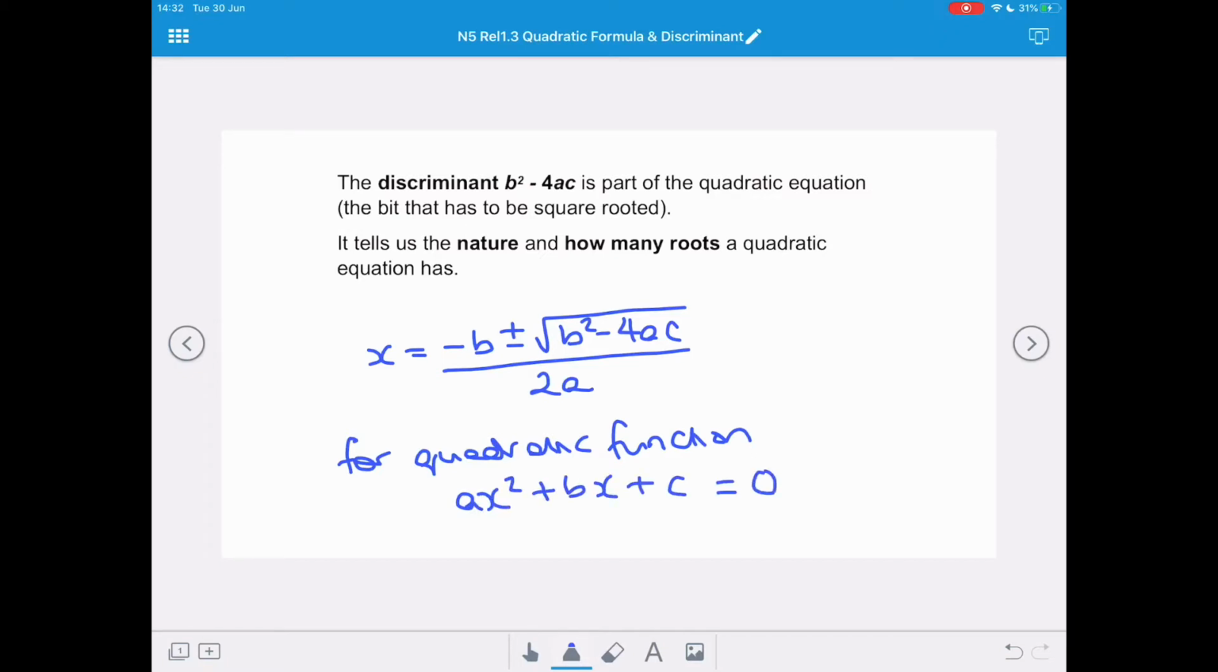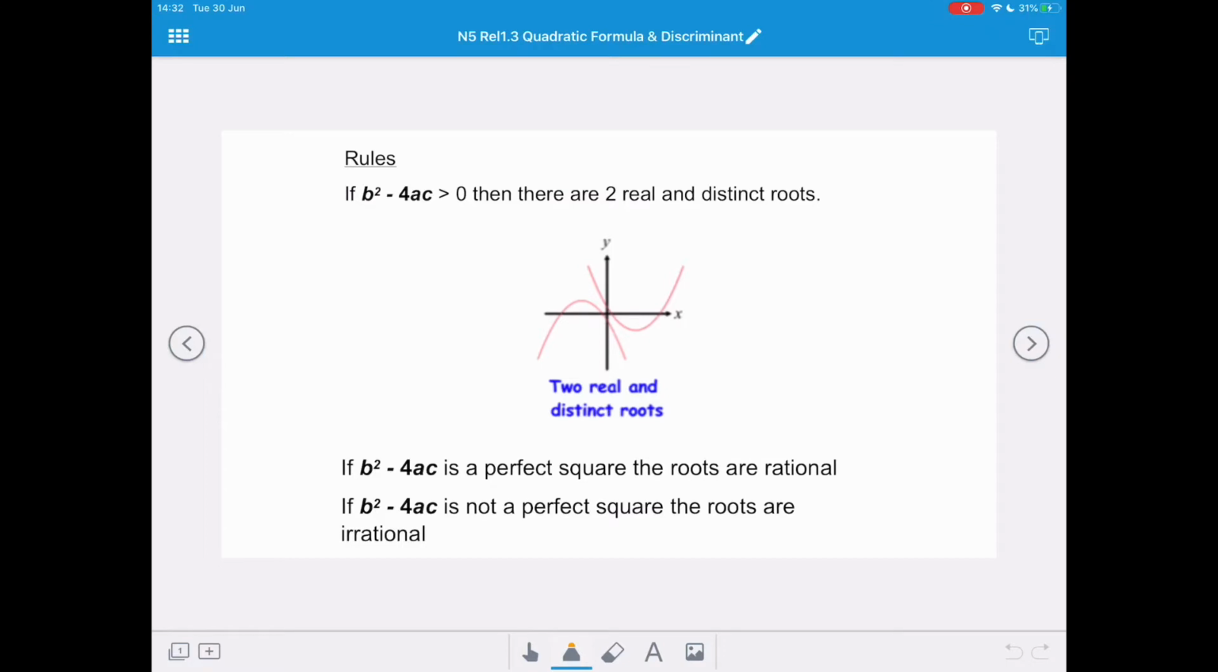And the discriminant, which is the bit underneath the square root sign, so the b squared minus 4ac, tells us the nature and how many roots a quadratic equation has. So if b squared minus 4ac is greater than 0, then there are two real and distinct roots. So you can see we've got two roots if we've got a positive x squared curve, and we've got two real and distinct roots if we've got a negative x squared curve.